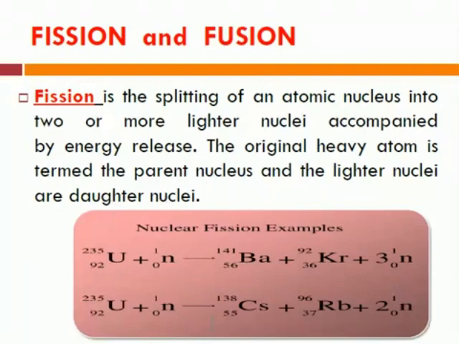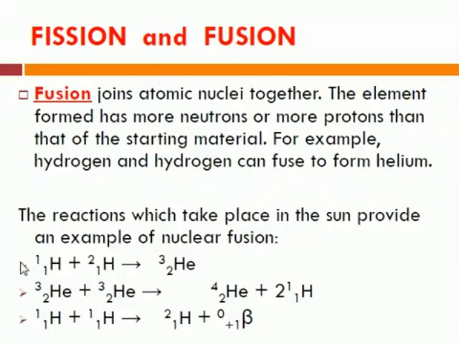Fission is the splitting of an atomic nucleus into two or more lighter nuclei accompanied by energy release. The original heavy atom is termed the parent nucleus and the lighter nuclei are the daughter nuclei. So here are examples of nuclear fission reactions. Fusion joins atomic nuclei together. The element formed has more neutrons or more protons than the starting material. For example, hydrogen and hydrogen can fuse to form helium. So here are examples of fusion reactions.